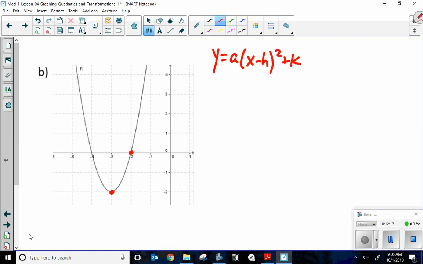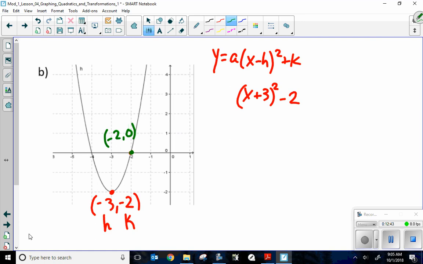We have -3, -2 is our vertex. That's my h and my k. So right now I have x plus 3, because I flipped the h, -2, and that's my k. Now I had another point here. That's -2 on the x, 0 on the y.